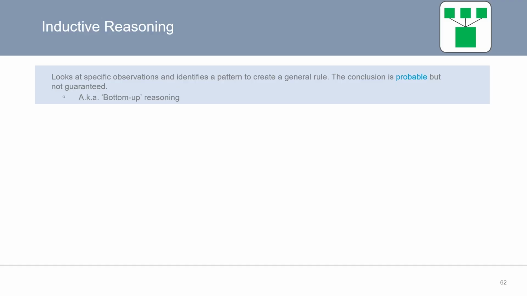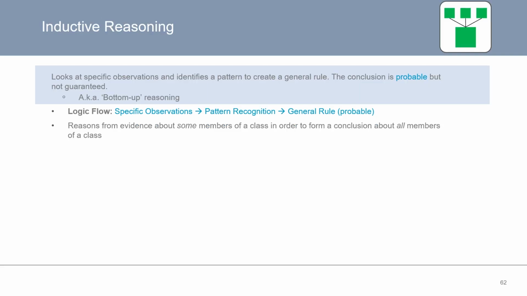On the other hand, inductive reasoning looks at specific observations and identifies a pattern to create a general rule. Here, the conclusion made is at best probable but never guaranteed. This is also known as bottom-up reasoning. A summary of logical flow here starts with specific observations, leading to pattern recognition, and finally the generation of a general probable rule or model. This strategy reasons from evidence about some members of a group in order to form a conclusion about all members of a group, like statistical inferences we mentioned earlier.